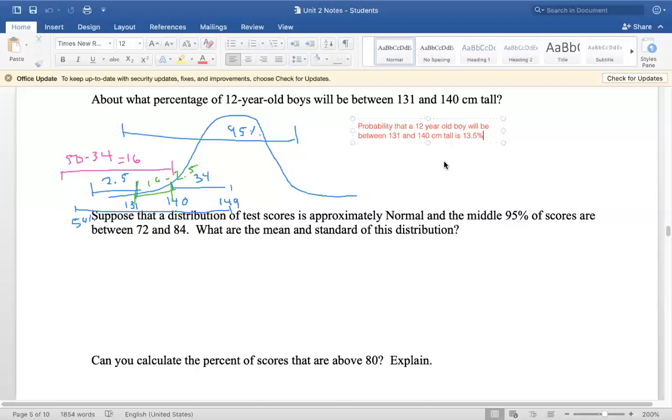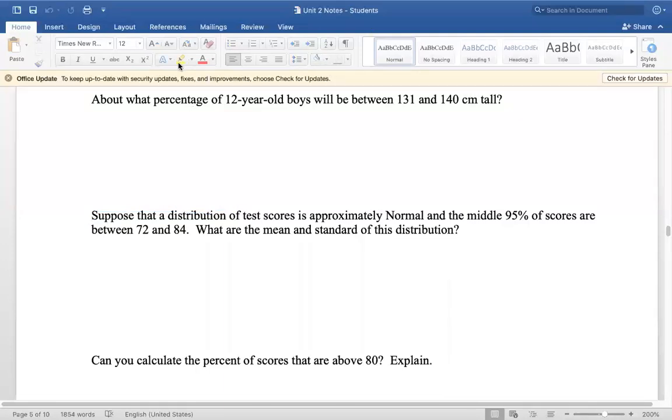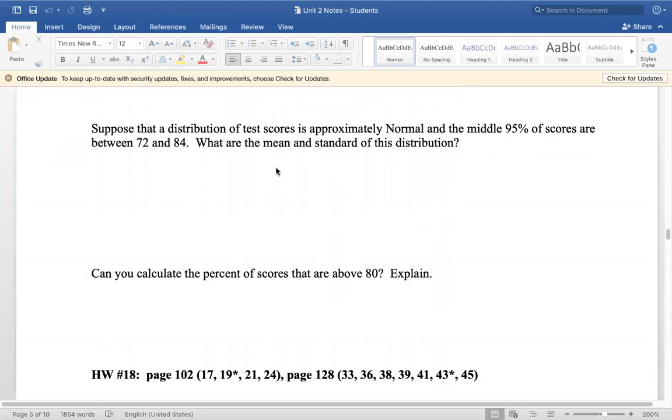So definitely take some time to draw those out. They're definitely confusing when you start looking at all those different chunks. Definitely take your time to do that. Okay, so now the last 2 questions for this video. Suppose that a distribution of test scores is approximately normal, and the middle 95% of scores are between 72 and 84. What's the mean and standard deviation of this distribution?